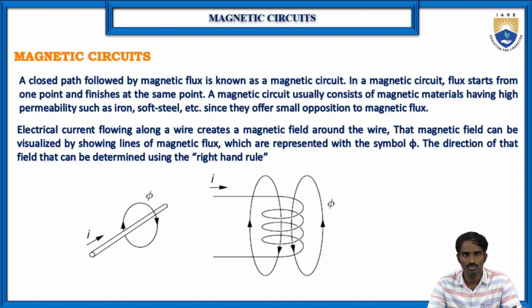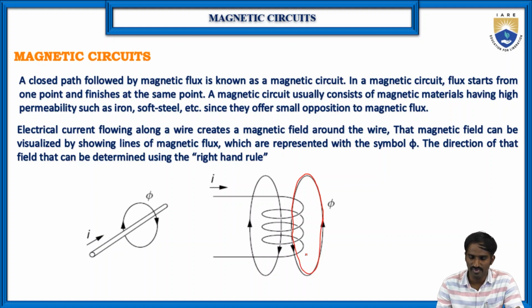So here a closed path followed by magnetic flux is known as the magnetic circuit. Right? A closed path followed by magnetic flux is known as the magnetic circuit. As you can see here, this is the coil, and in this coil this is the magnetic flux. So the closed path followed by this magnetic flux is called a magnetic circuit.